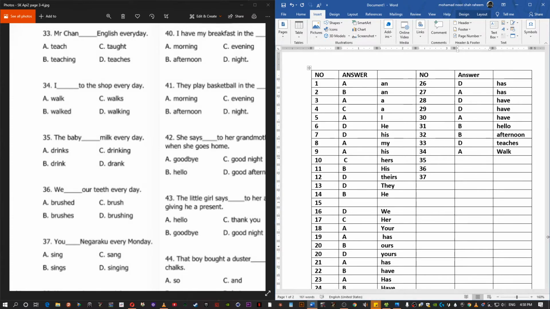Number 35. The baby milk every day. Drinks. Every day is present tense. Baby is singular, so drinks. 35 is A. Drinks. Alright.